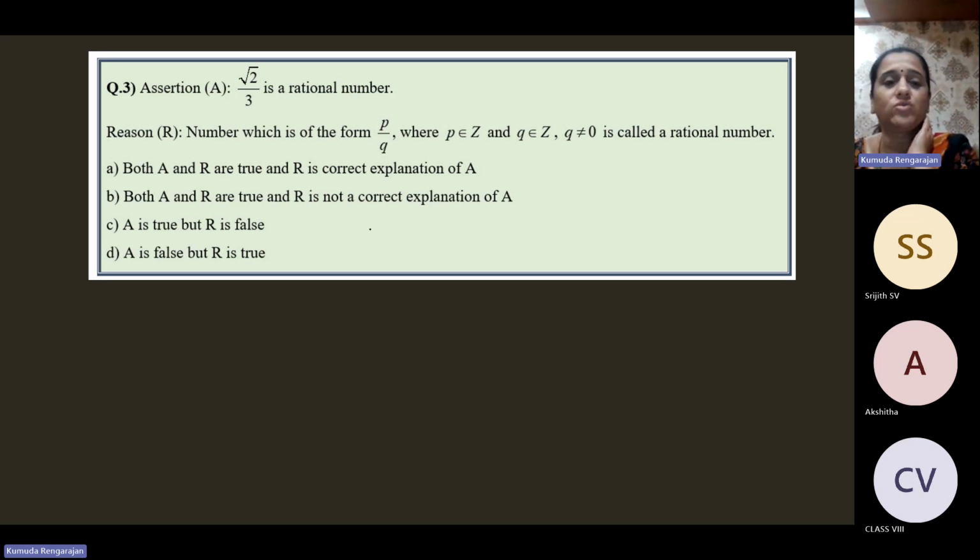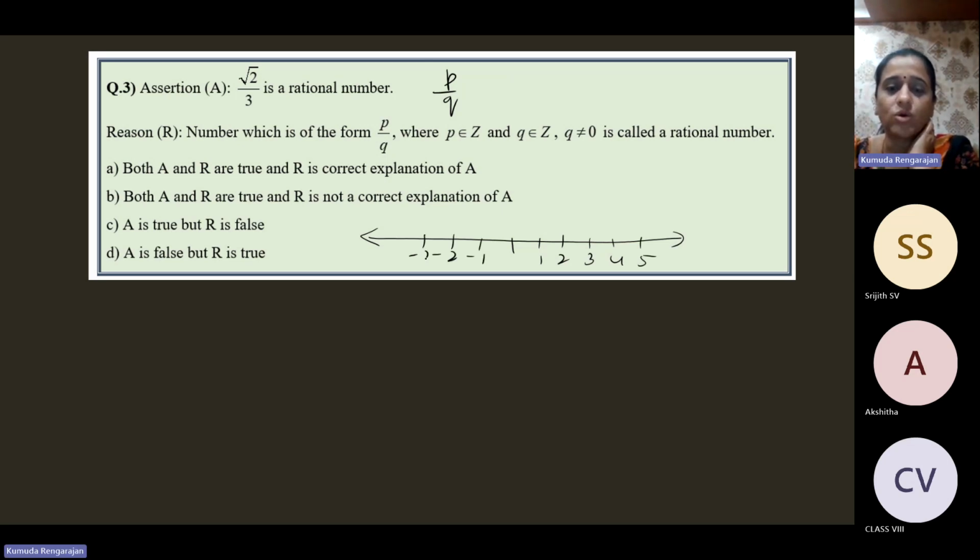Root 2 by 3 is not a rational number because root 2 is not an integer. P by Q, integer by integer, not something by something. Integer by integer. Is root 2 an integer? What are integers? The collection of all natural numbers, their negatives, including 0, form the collection of integers. These are integers. Where do you have root 2 among integers? Root 2 is a real number, but it's not an integer. It's an irrational number.